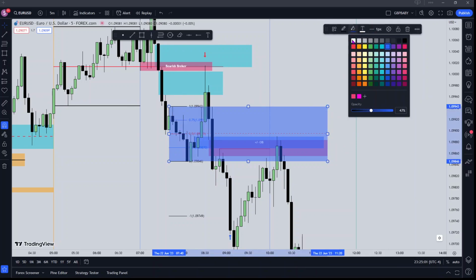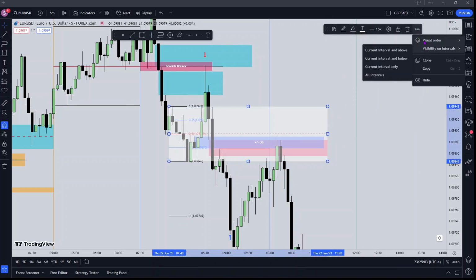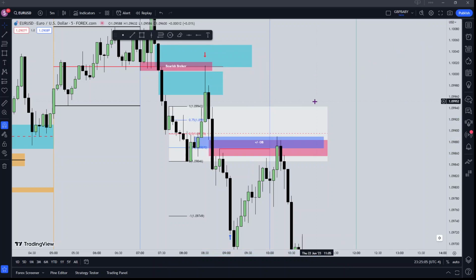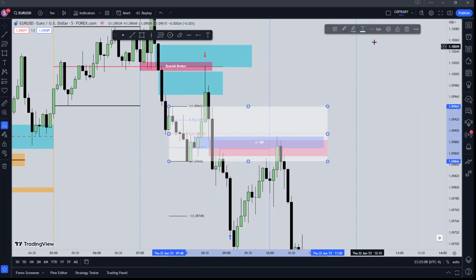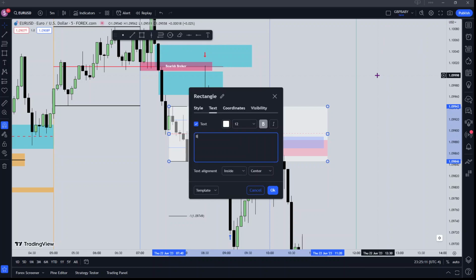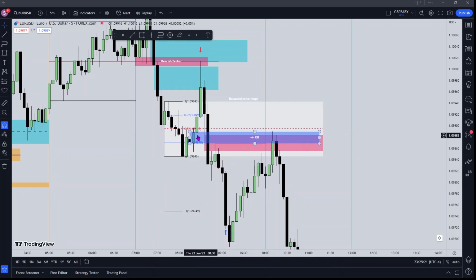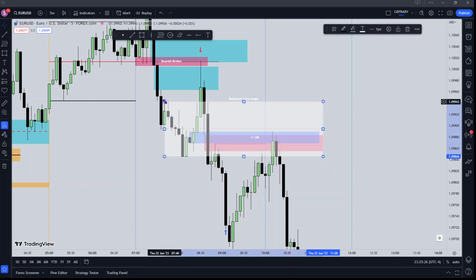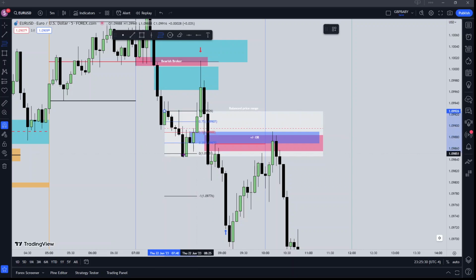I'm gonna make that white. I'm gonna send that to the back, and I'm gonna type in balanced price range. But it's interesting that I'm starting to recognize balanced price ranges. And it's interesting that I'm managing to find them. I guess if we went to here and then looked at the 50% level, would that make a difference?